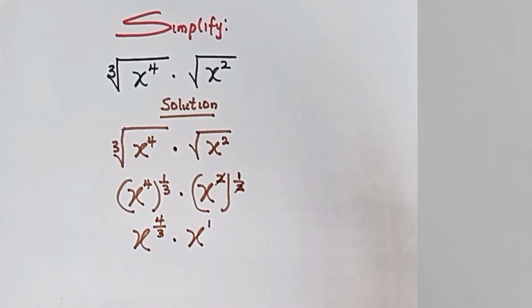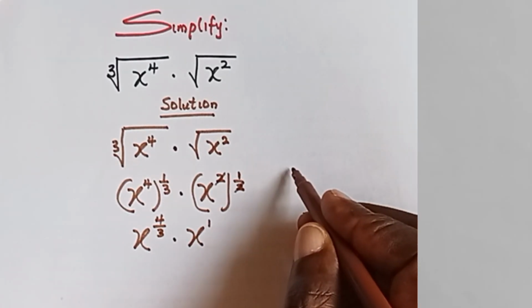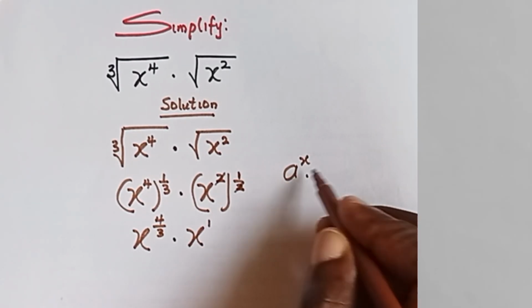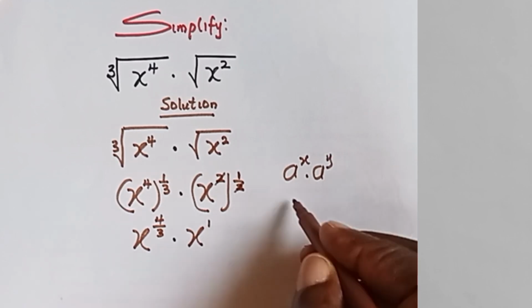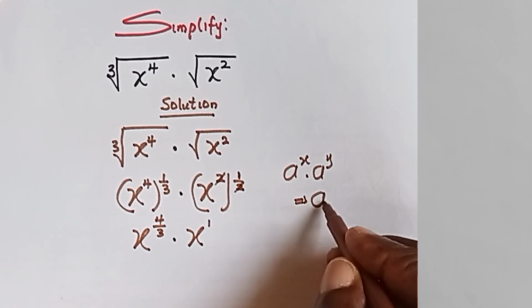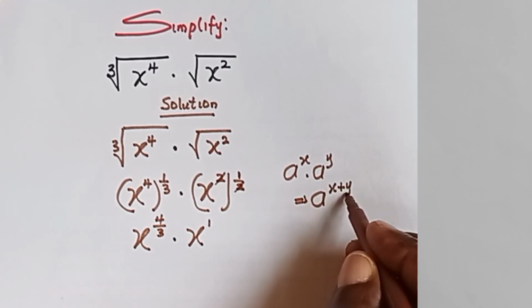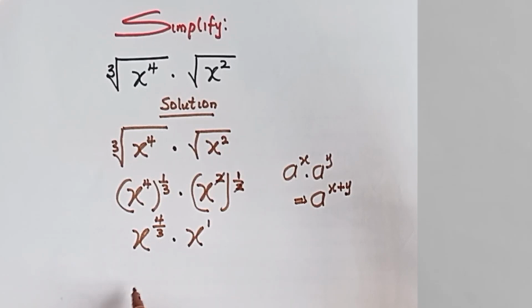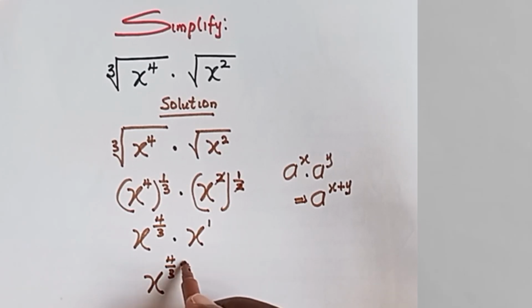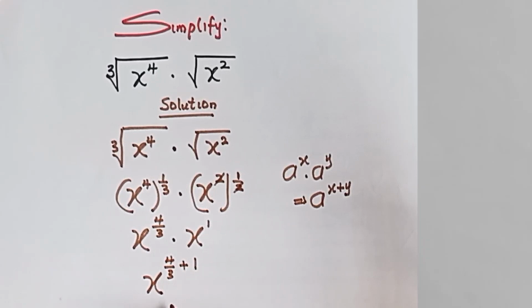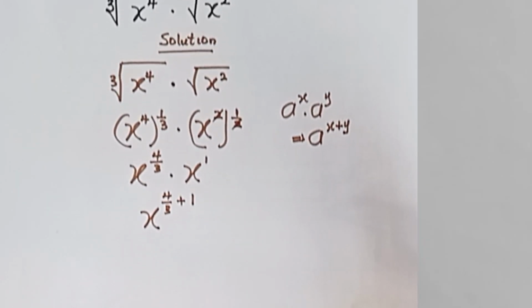Alright, so one of the laws of indices or exponents says that if we have a raised to the power x multiplying a raised to the power y, it will give us a raised to the power x plus y. Okay, and that is what we are doing here. So we have x, 4 over 3 plus 1.